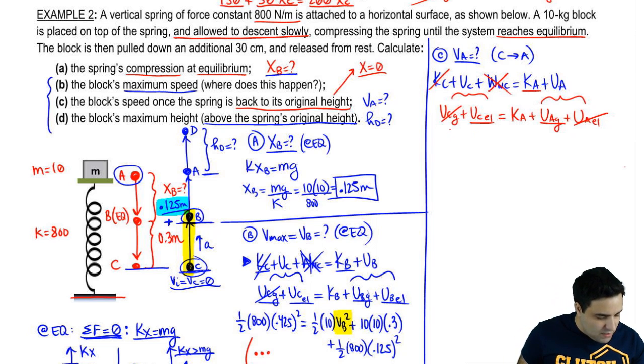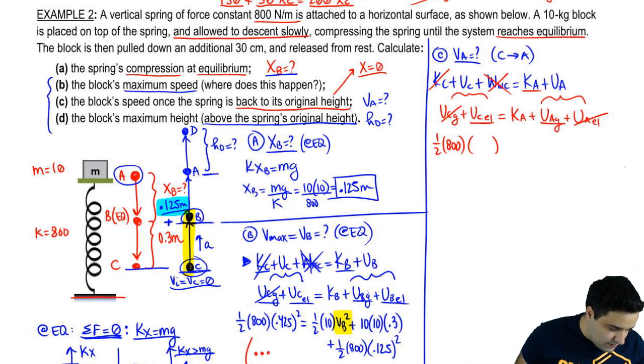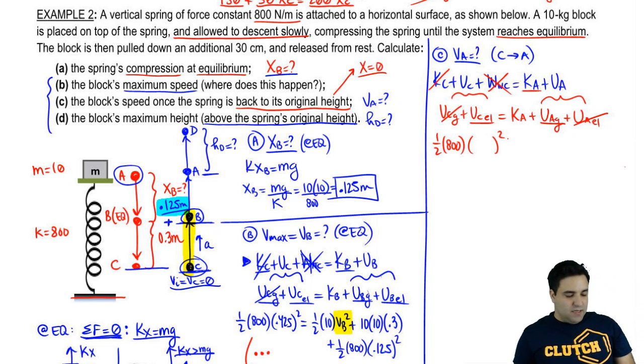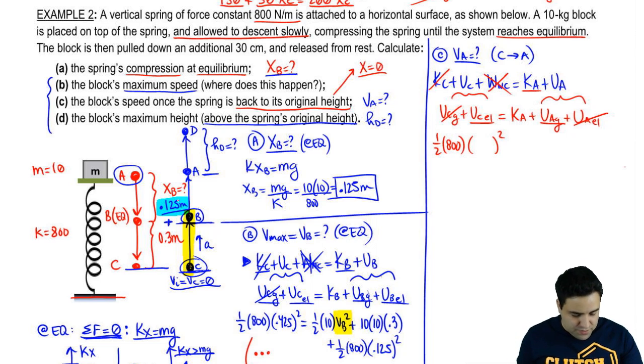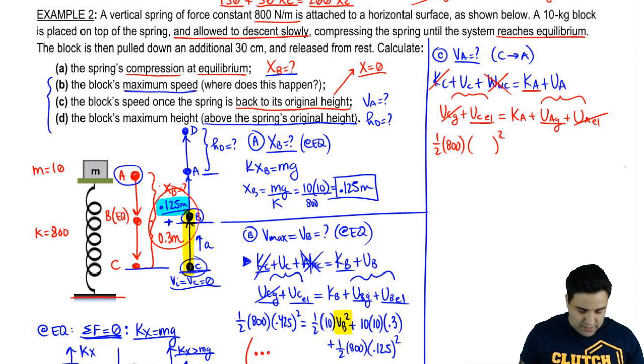What is UC? UC is half K, K is 100, and then X squared. X is the compression of the spring at point C. Look at the diagram and see if you can figure out what's the compression at point C. The compression at point C is the addition of these two numbers, just like before.